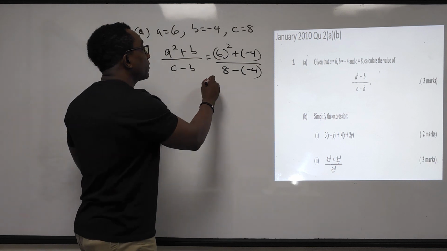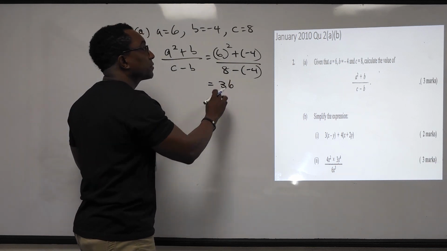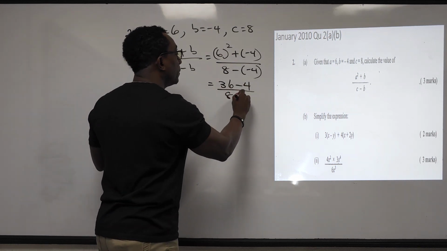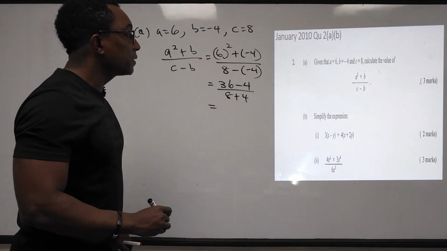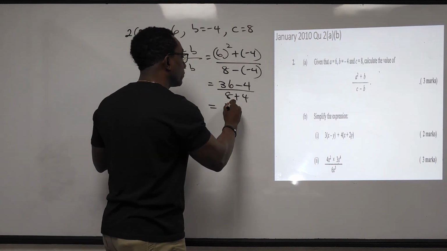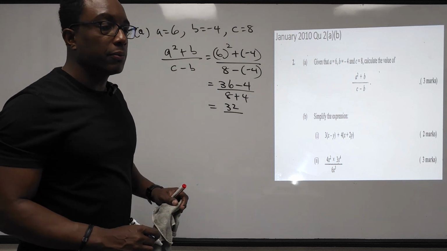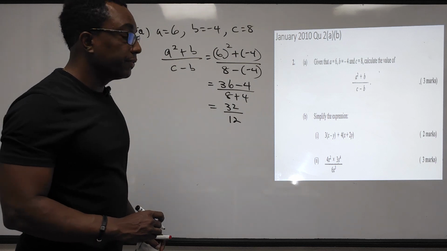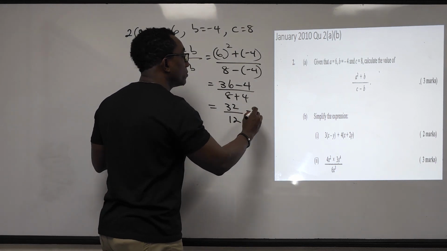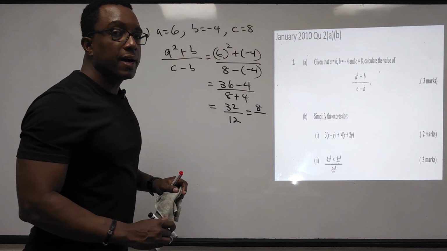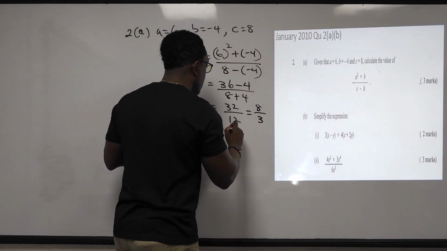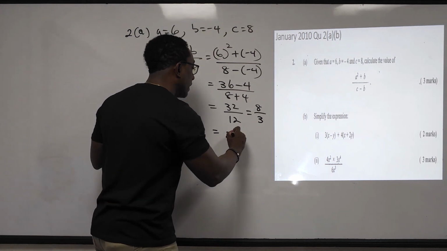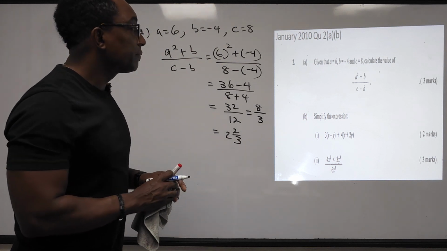Let me simplify. This becomes 6 squared, which is 36. A plus by a minus is a minus, -4 over 8 plus 4. So 36 minus 4 will give us 32, all over 8 plus 4 will give us 12. And let's see if we can simplify that further. We know 4 can divide into 32, which is 8, and 4 can divide into 12, which is 3. And we can, of course, move this from an improper fraction to a mixed number, which will be 2 and 2/3. So that there will be the answer for 2A.